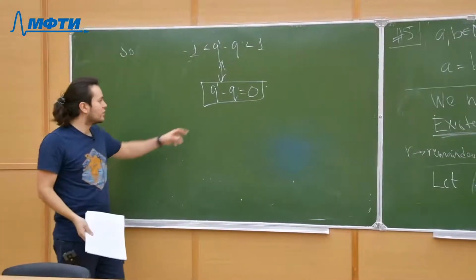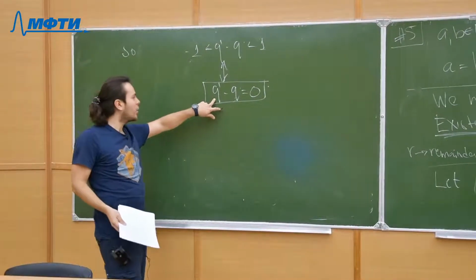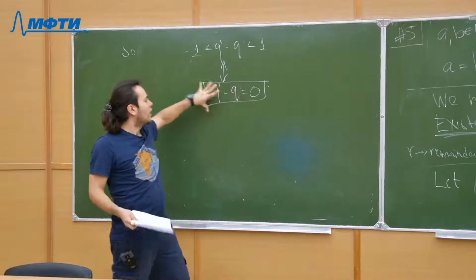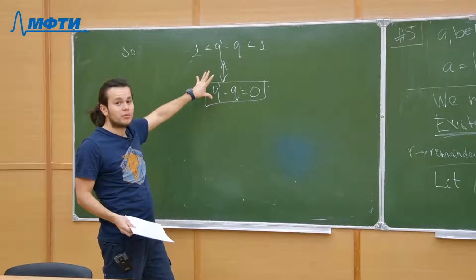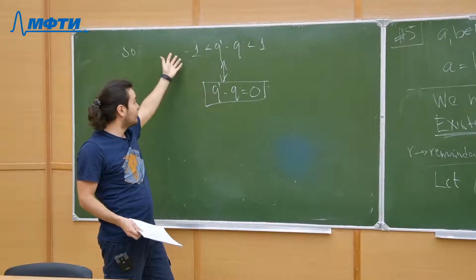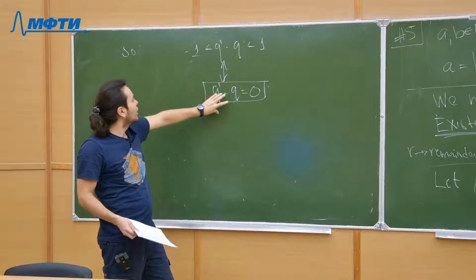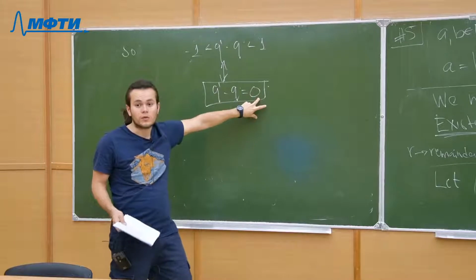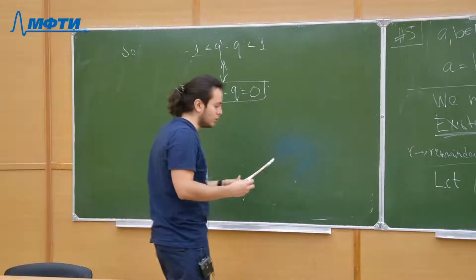Right, because we have a natural number here, we have a natural number here, so these differences should be integers. An integer between minus 1 and 1 is 0, of course. This is the only solution for this case.